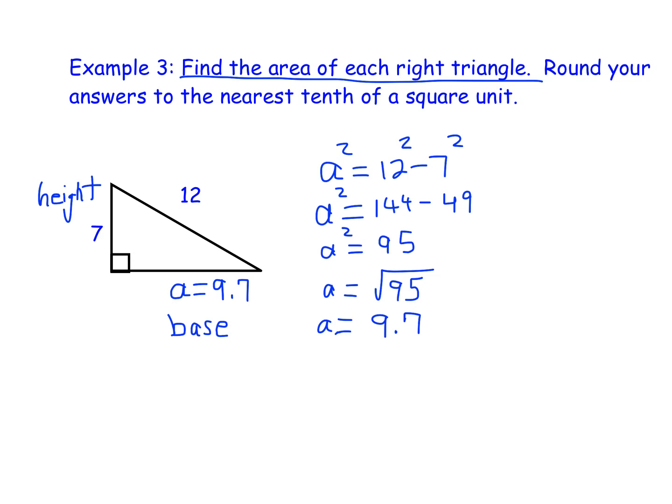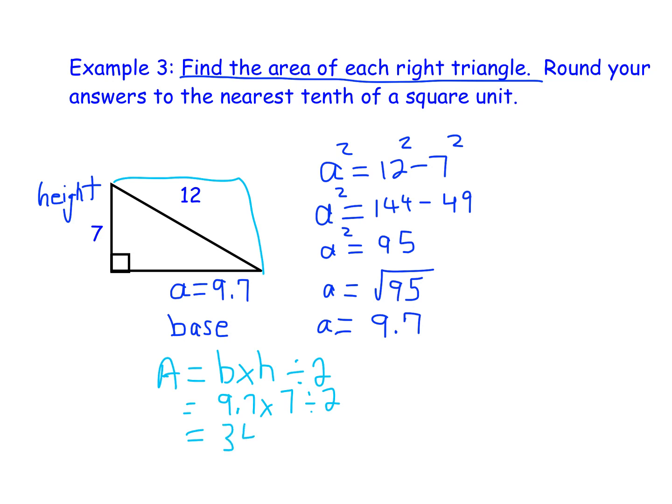Now that we want to find the area also, then we need the formula for area of a triangle, which is just base times height for a rectangle, but then we divide it by 2 because a triangle is only half of a rectangle, right? And so we're going to take the base of 9.7 times the height of 7 and divide by 2, and that's going to give us the area of our triangle, and I get 34.11.